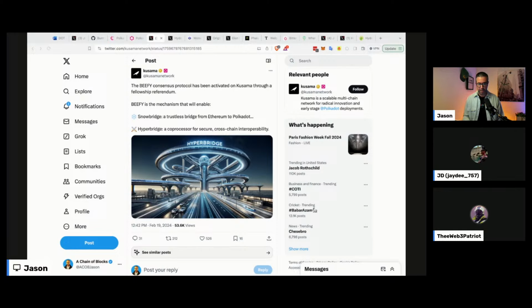Awesome. Appreciate that. JD, do you want to maybe walk us through DOT a little bit, the actual DOT token, how it's looking to you?